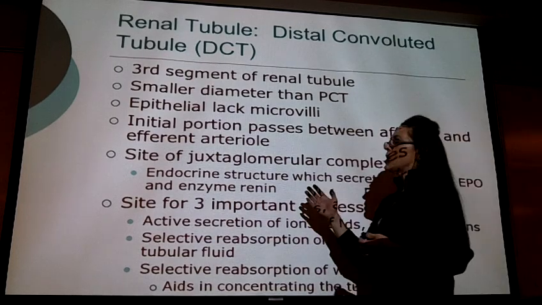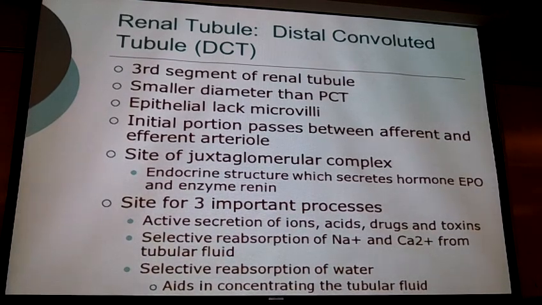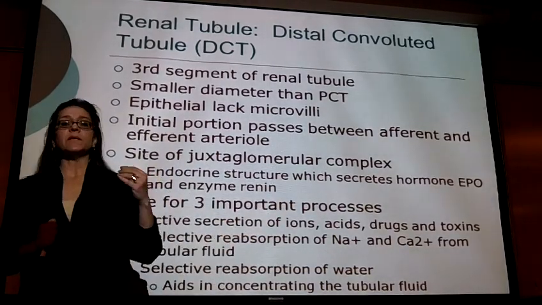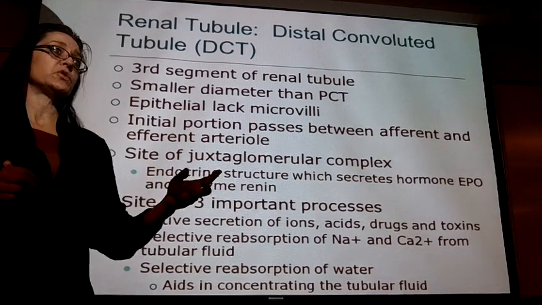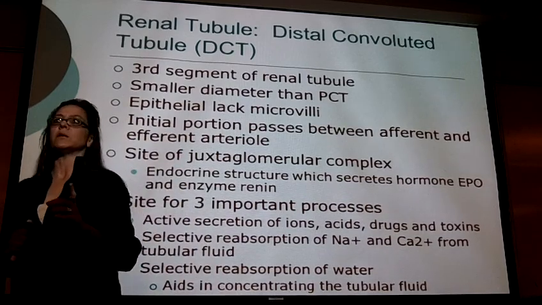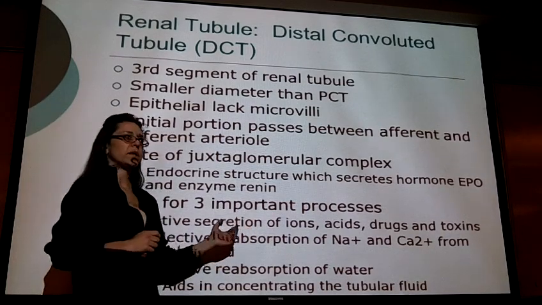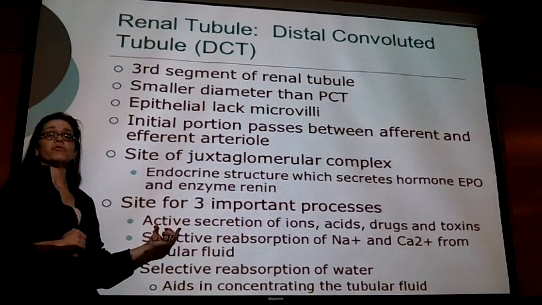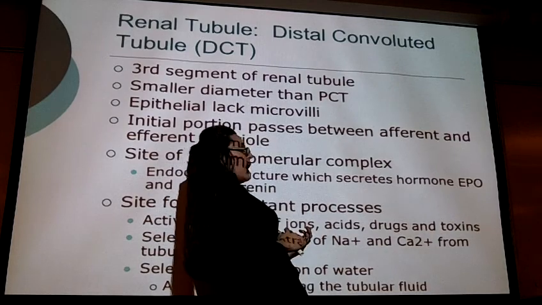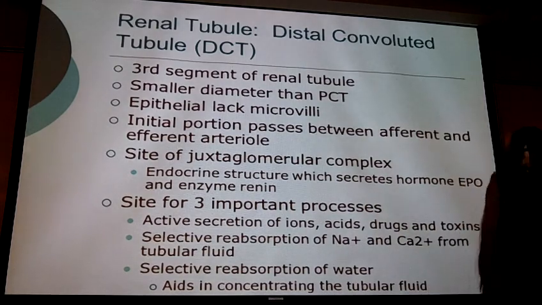Now, we can also secrete in the PCT and the loop of Henle, but we're going to do a lot of secretion in the DCT. So we said the PCT is where we do most of our reabsorption. Then I would say that the DCT is probably where we're going to do most of the secretion, even though we can do it in other places. And the types of things that we would be secreting are going to be under the influence of active transport. We're going to be actively taking ions, acids, drugs, toxins, various metabolites.